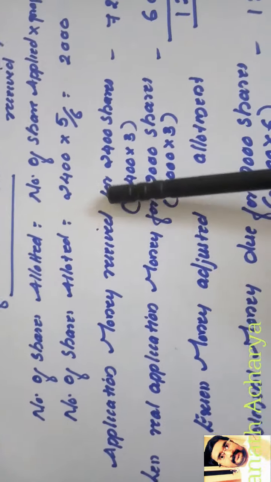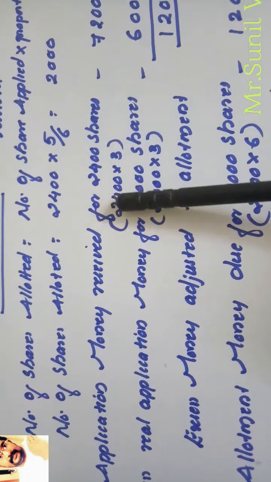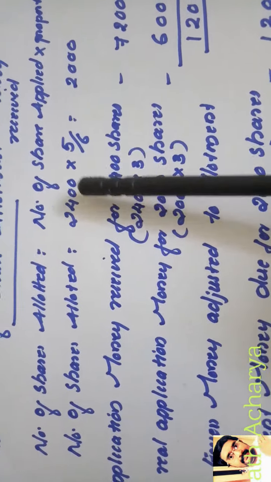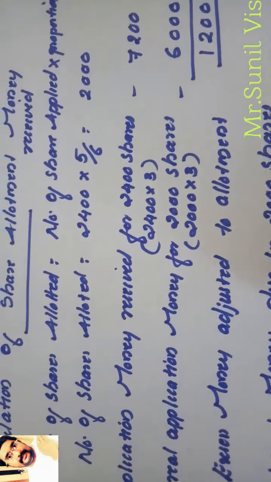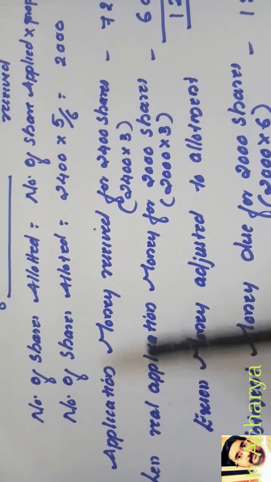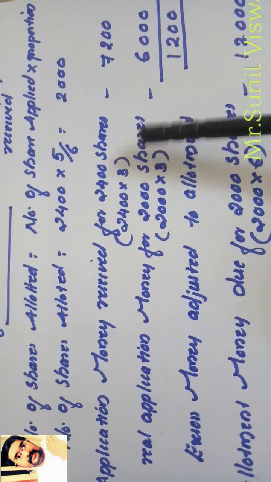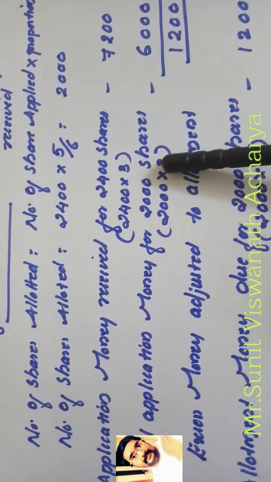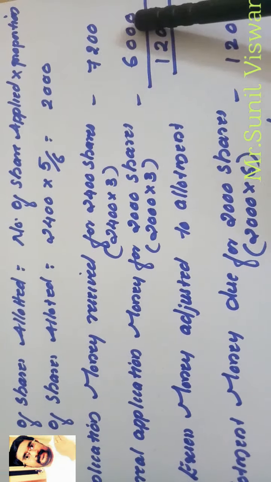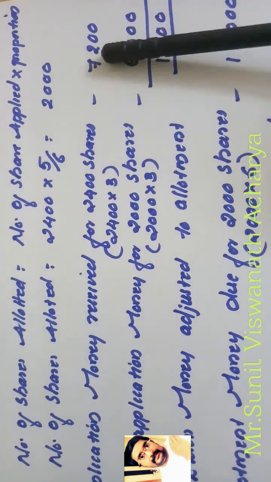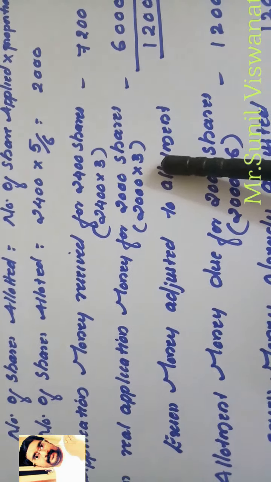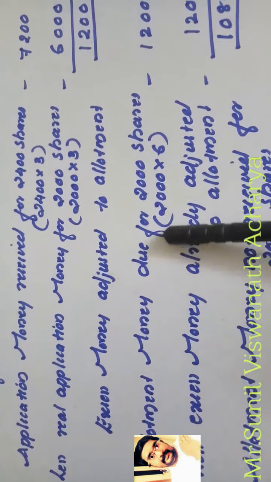But he applied for 2,400 shares. So application money received for 2,400 shares. We know application money is 3 rupees. So 2,400 into 3, that is equal to 7,200. But less real application money for 2,000 shares, because we allotted him only 2,000 shares. So 2,000 shares application money, 2,000 into 3, is 6,000. So 7,200 application money received minus real application money for 2,000 shares 6,000, balance 1,200 excess he paid, that we adjusted to allotment money.